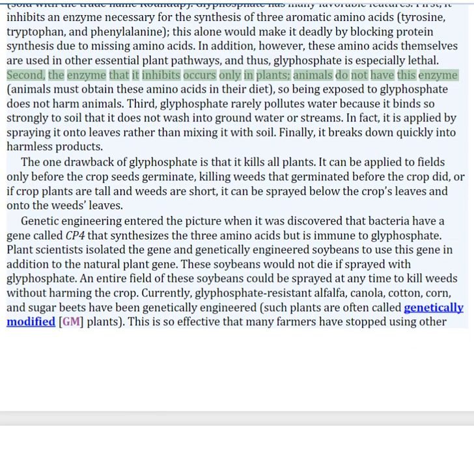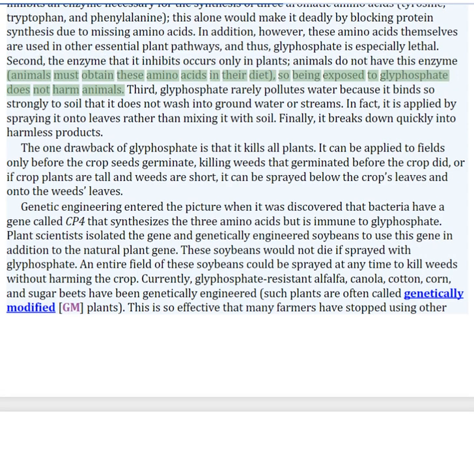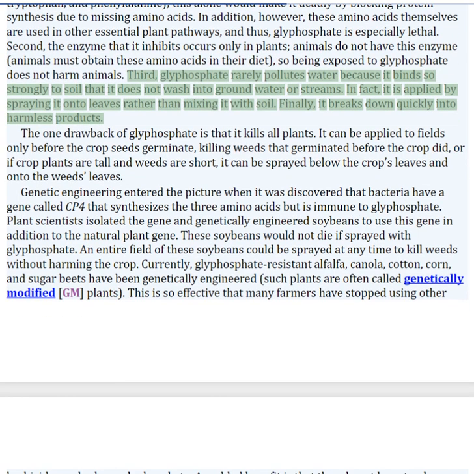Second, the enzyme that it inhibits occurs only in plants. Animals do not have this enzyme. So being exposed to glyphosate does not harm animals. Third, glyphosate rarely pollutes water because it binds so strongly to soil that it does not wash into groundwater or streams. In fact, it is applied by spraying it onto leaves rather than mixing it with soil. Finally, it breaks down quickly into harmless products.